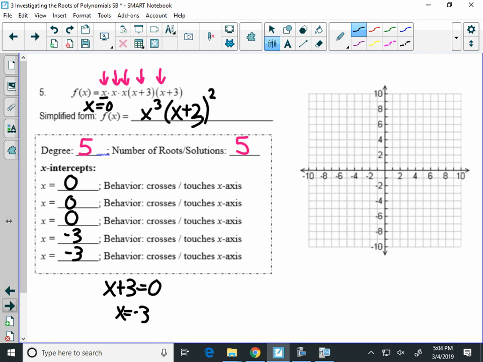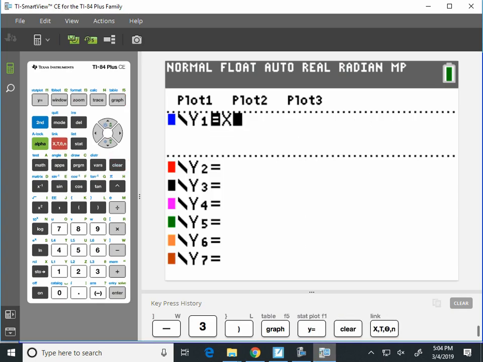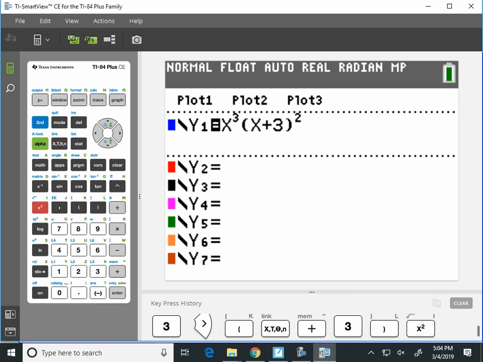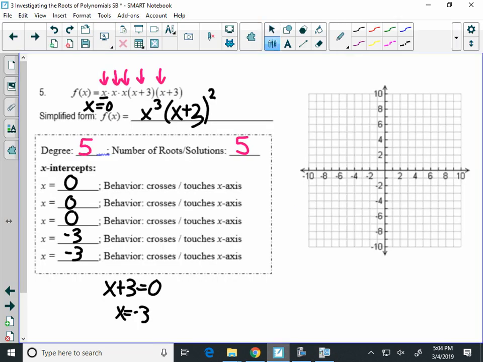So we haven't had one with 3 yet. Let's graph and see what happens here. So it's x to the third times x plus 3 squared. Oh, that looks kind of cool. So the bouncing off part we've seen, it kind of squiggles through the origin at 0. So pause the video, make a sketch of this one, and I'll do the same.